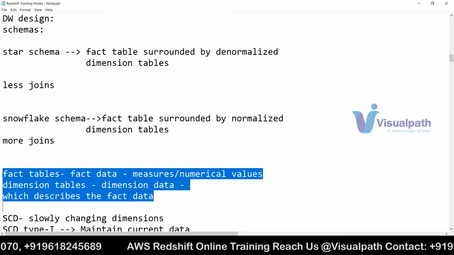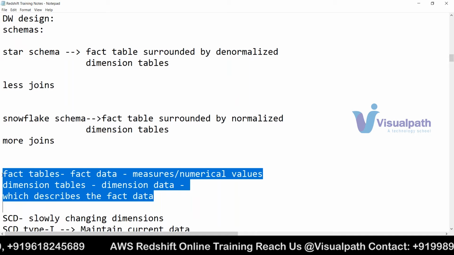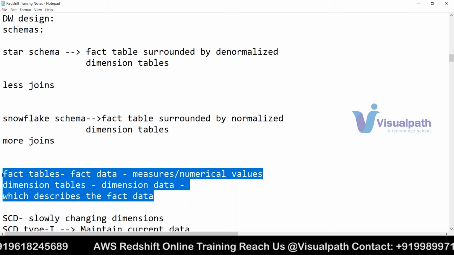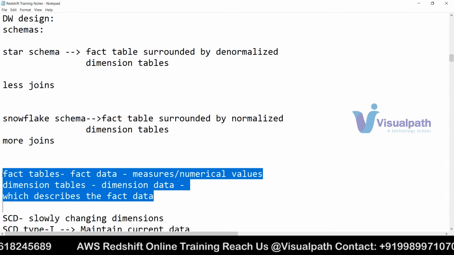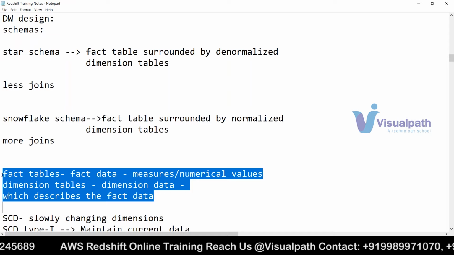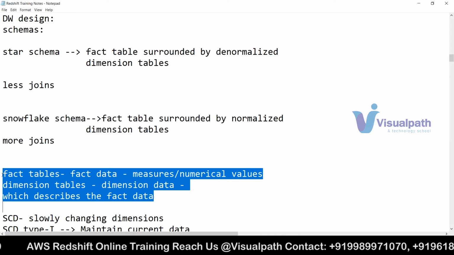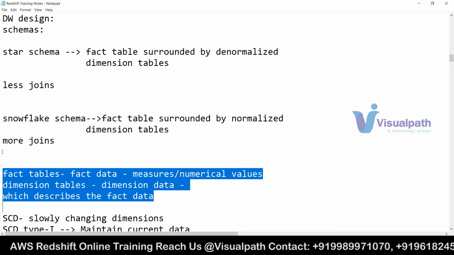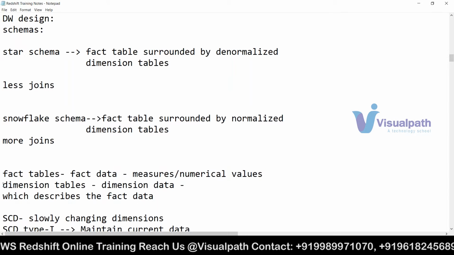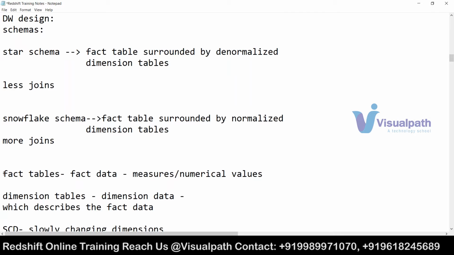In a data warehouse, the table is the same, with rows and columns. But since we are talking about a data warehouse, just the terminology changes: fact tables, dimension tables, and all. So what is a fact table and what is a dimension table?